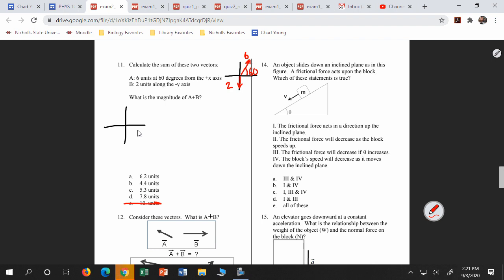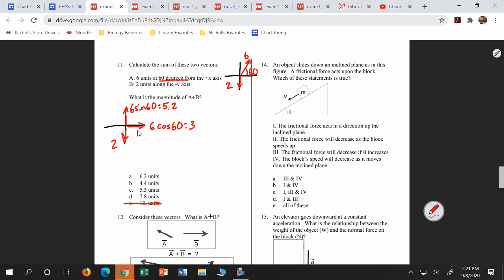The y component is 6 sine of 60. That's equal to 5.2. The x component is 6 cosine of 60. That's equal to 3. And then I have 2. That's the first step, finding the x and y components. Also be very careful that you're drawing the vectors correctly in that very first step.